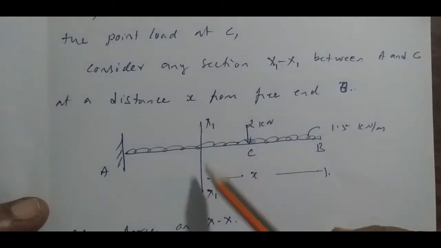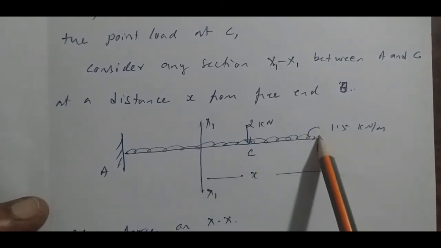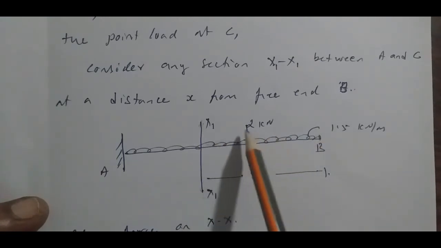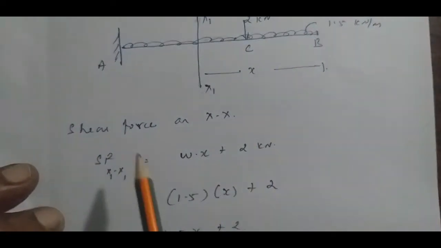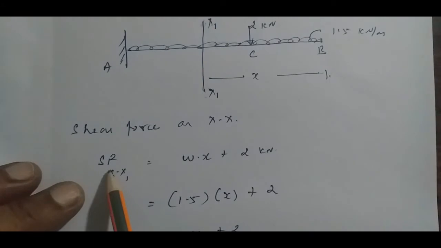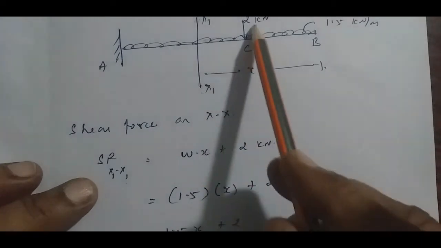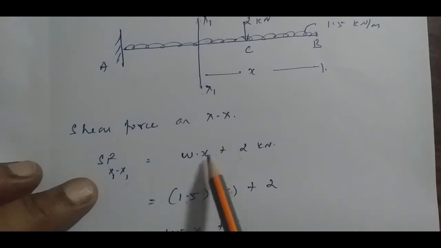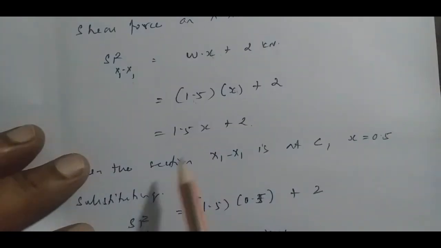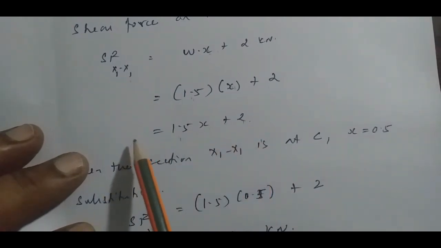now take a section x1 somewhere on this side, such that it is x distance from the free end. Now both the loads, UDL and the 2 kilonewton, are coming into consideration. So let us write down the generic equation. The shear force at x1 will be equal to W into x plus the point load 2 kilonewton. The value of W is 1.5, and x you can find at any section. So plus 2. The simplified form is 1.5x plus 2. This is the equation.